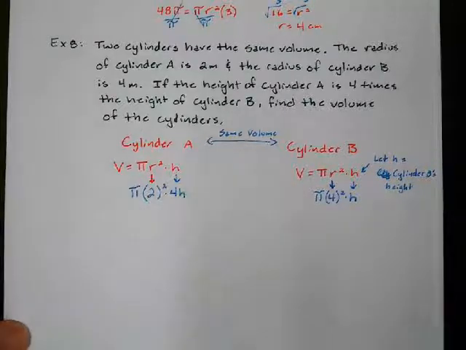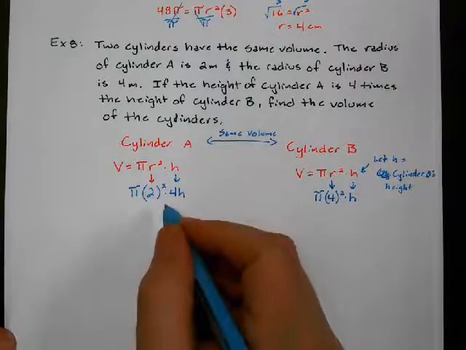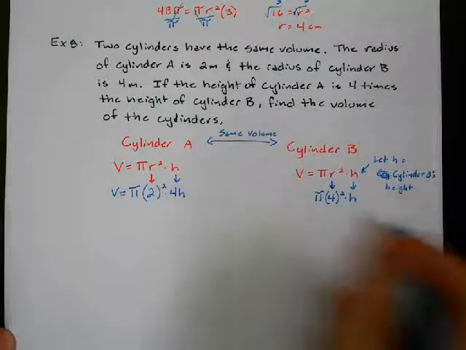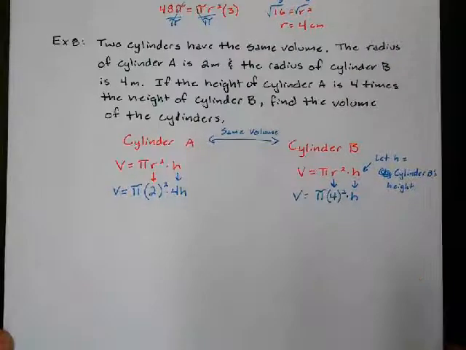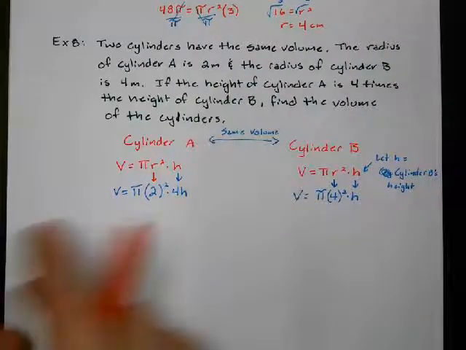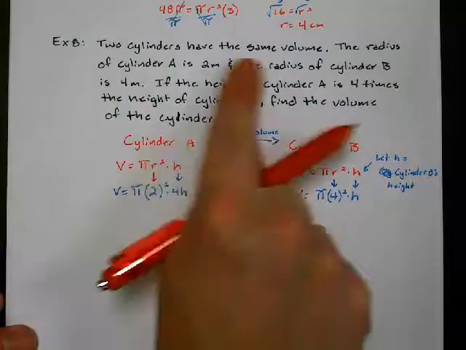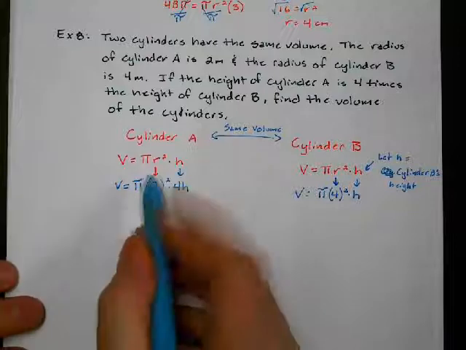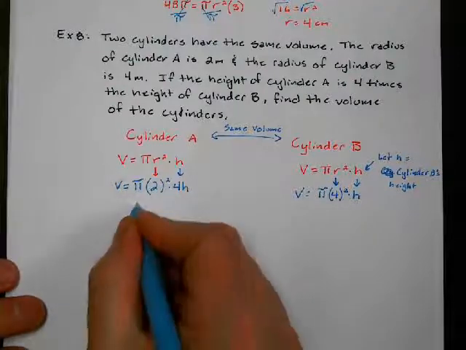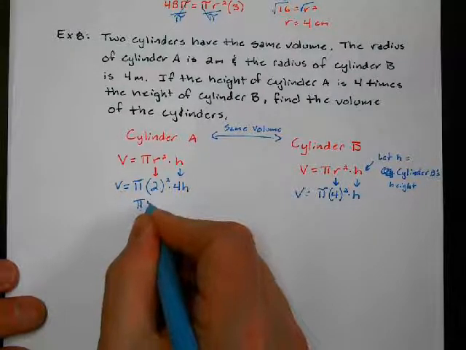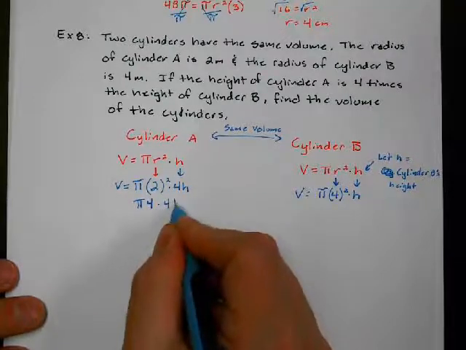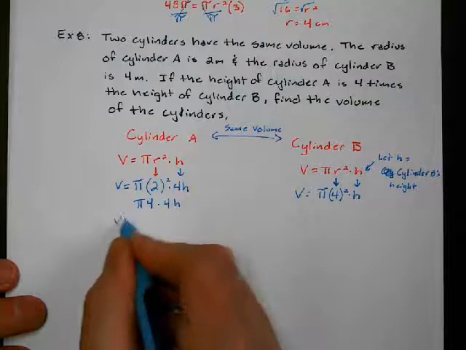Find the volume of the cylinders. All right, let's see what we have here. We know that the two cylinders have the same volume. Let's clean these up real quick. This would be 4 times pi, and this would be 4 times h. So the volume of this one, 4 times 4 is 16, so this would be 16 pi h, right?